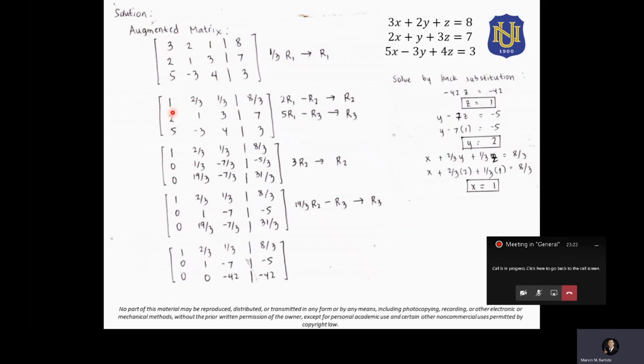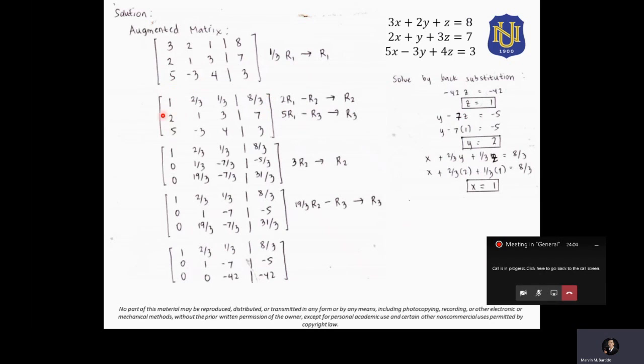Yung second row at third row natin, it will just be the same. Now, ang goal natin dito in Gaussian elimination, makagawa tayo ng upper triangular matrix. So, ibig sabihin, yung elements below the diagonal elements should become 0. So, ito, yung 2, 5, at negative 3, dapat mag-0 yan. So, yung first na kailangan natin gawin, kailangan muna natin mapag-0 itong 2 at saka 5 in the second and third row.